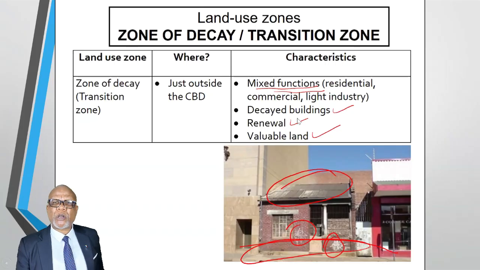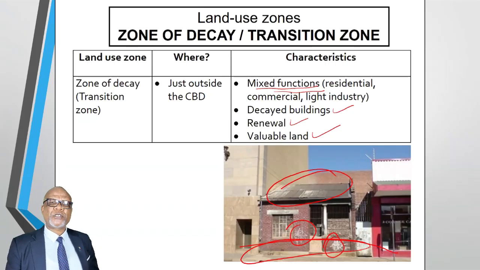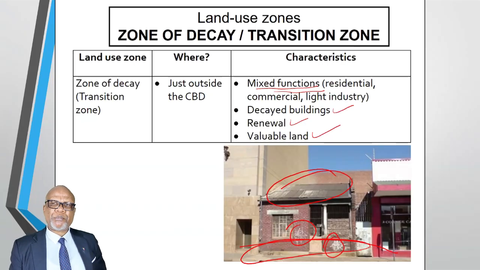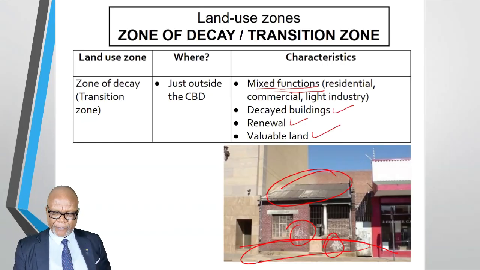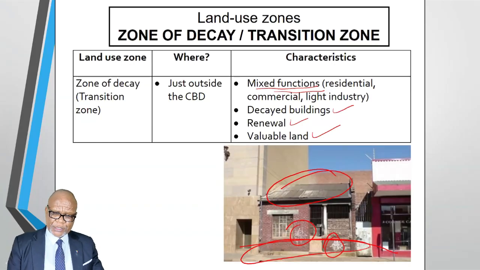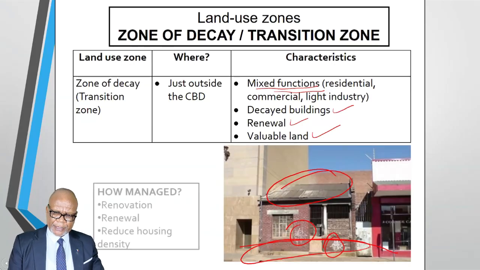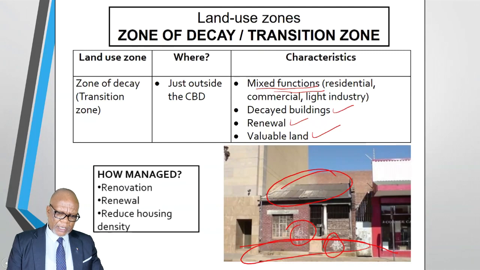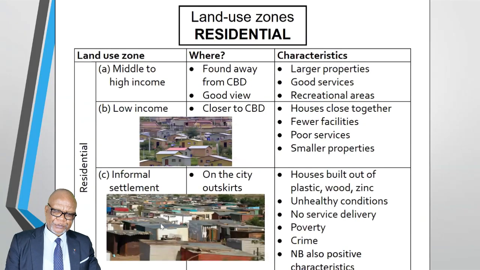Why is the land still valuable here? Because the land is closer to the CBD. And we said CBD has got the highest land value. But as much as the land value is high, the buildings are not taken care of here, which results in what we call urban blight. How is it managed? It is managed through renovation, renewal, and it has reduced housing density.